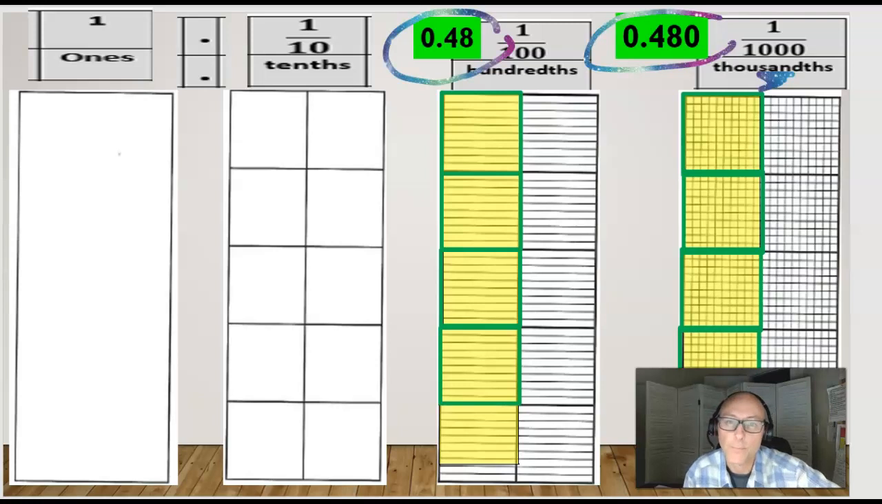No, that's another story. So 48, see? There's 1, 2, 3, 4, 5, 6, 7, 8, 9, 10. There's 10. Here's another 10. Here's another 10 hundredths. Another 10 hundredths. And then 8. That's 10, 20, 30, 40, and 8 hundredths.